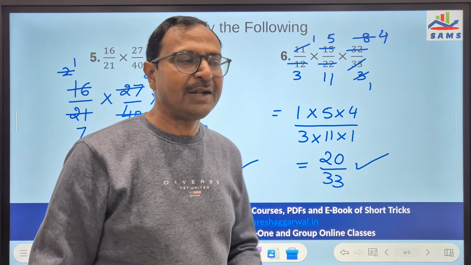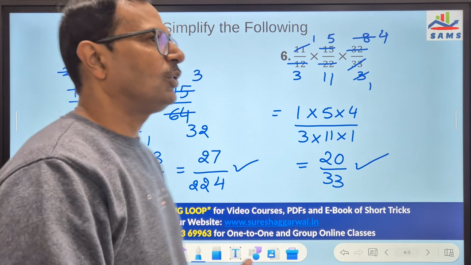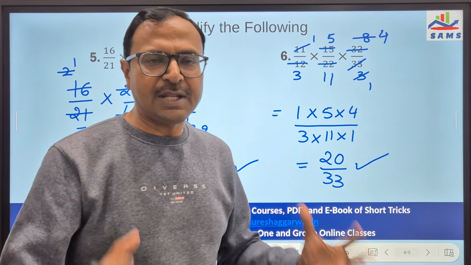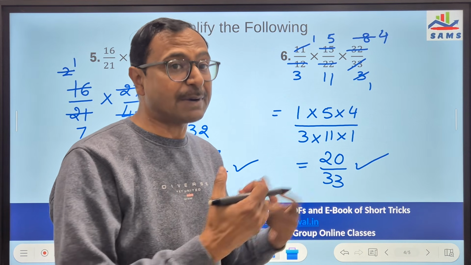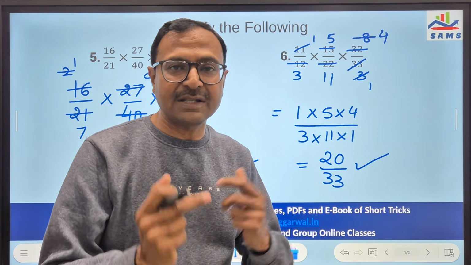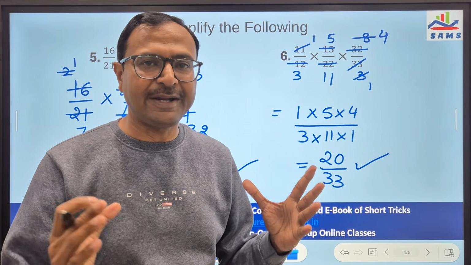Now this is how you become smarter: solve more questions, 30-40 questions, and that's when you will start feeling comfortable with these prime factors and how to cancel the common factors between numerator and denominator.